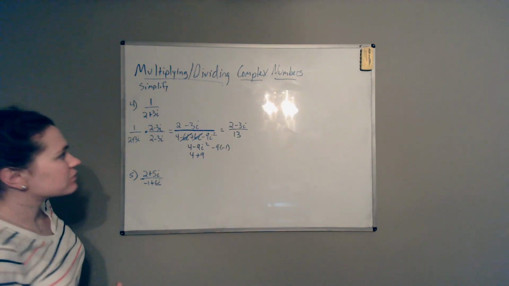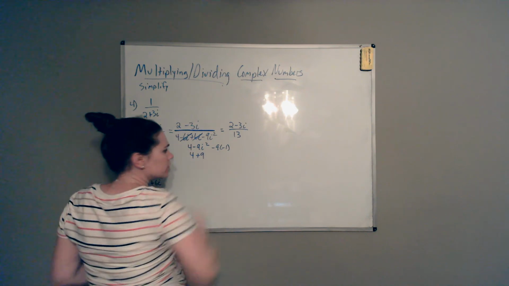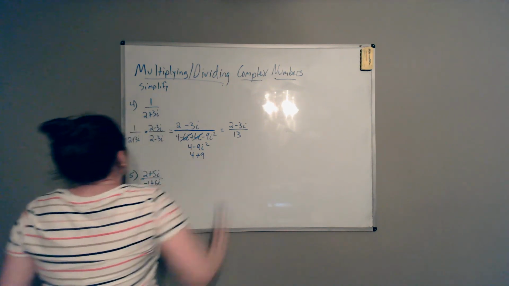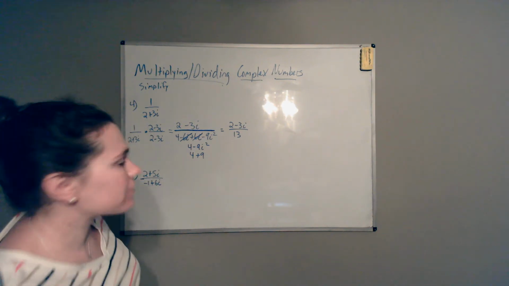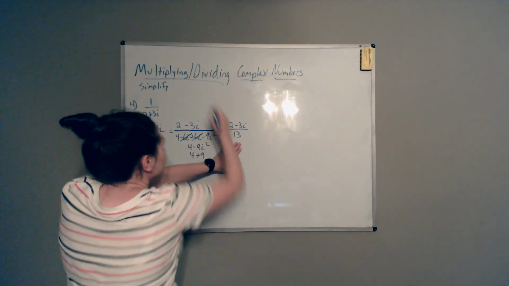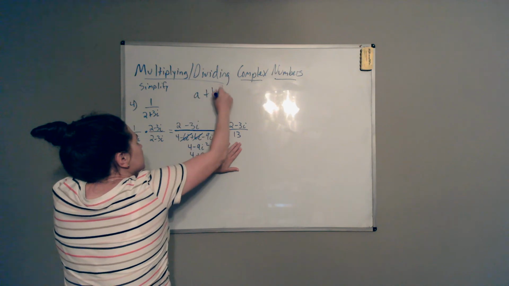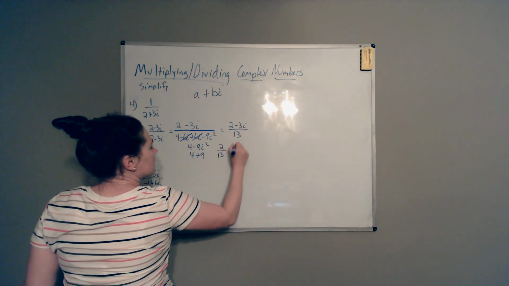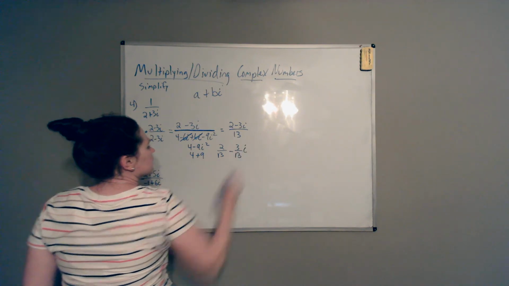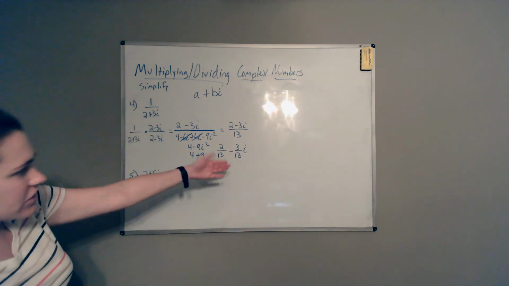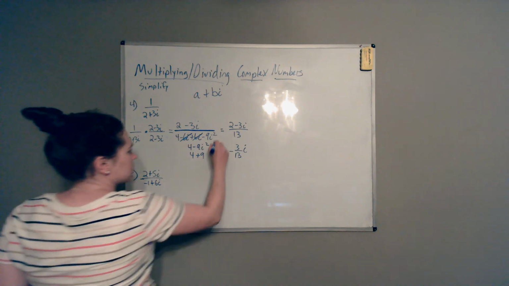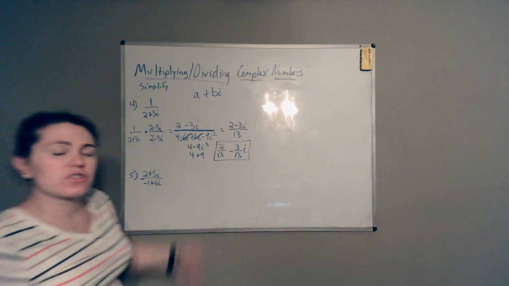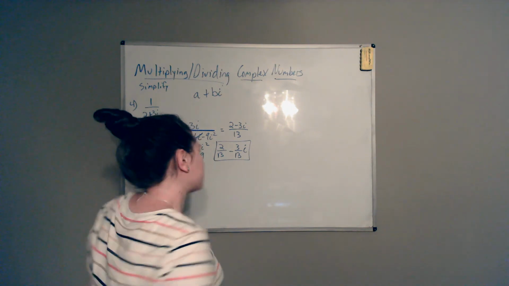Now remember, we're not solving anything. Our simplified expression has to be in the standard form of a complex number, a plus bi. So we just have to break this fraction up. This should be 2 over 13 minus 3 over 13 times i. It's the same as saying 3i over 13. So that's our final simplified expression. Notice i is no longer in the denominator of the fraction.